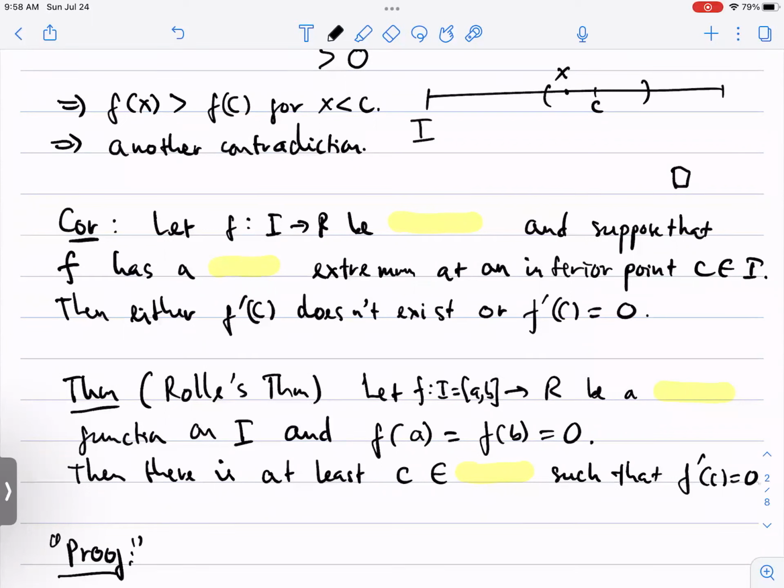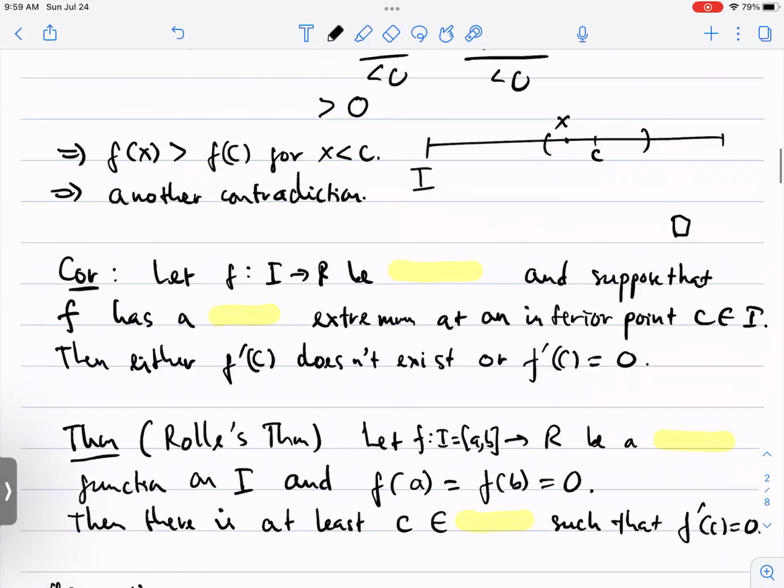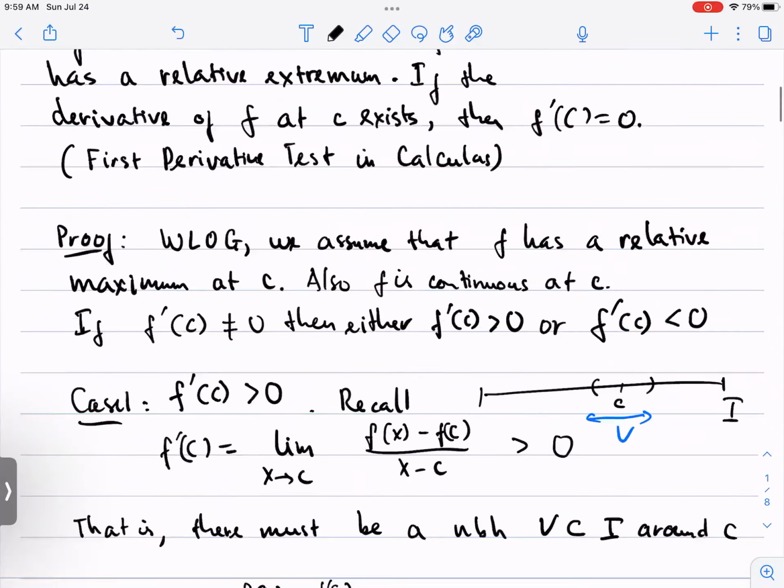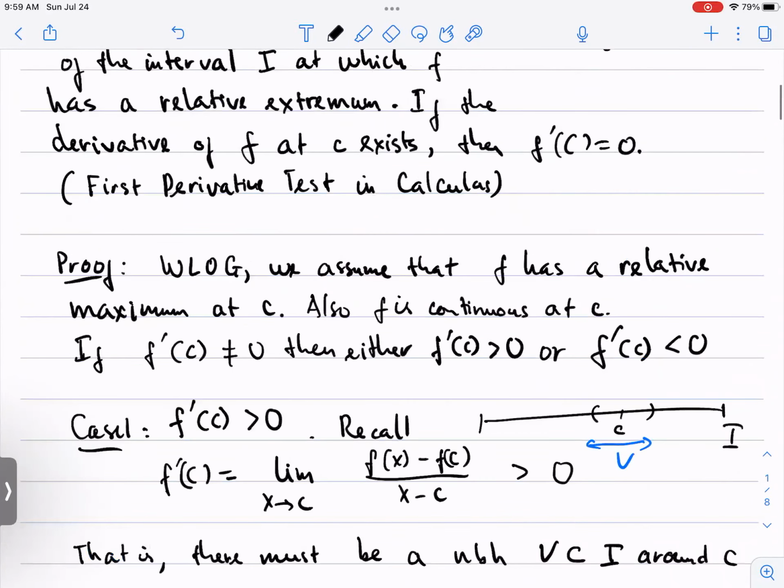Now, here is a corollary. Let f be a function from some interval I to the set of all real numbers. Also, we assume that... let me see what is the correct assumption here.